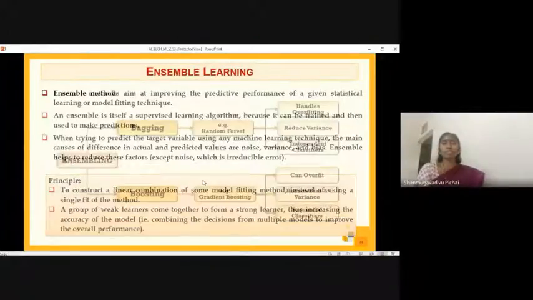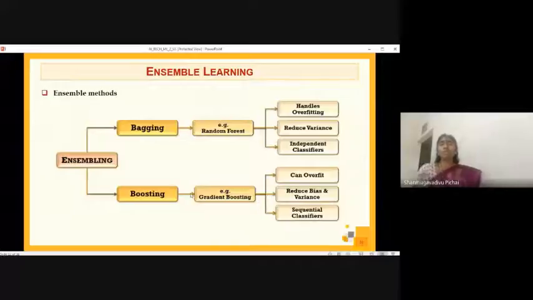So previously we discussed what is meant by ensemble. Now this slide will make you understand what is meant by the ensemble learning process. Here there are 2 methods. One is bagging, the other one is boosting. Bagging is actually an acronym which stands for bootstrap aggregation. Here the example is random forest. I can explain what is meant by this with respect to a decision tree.